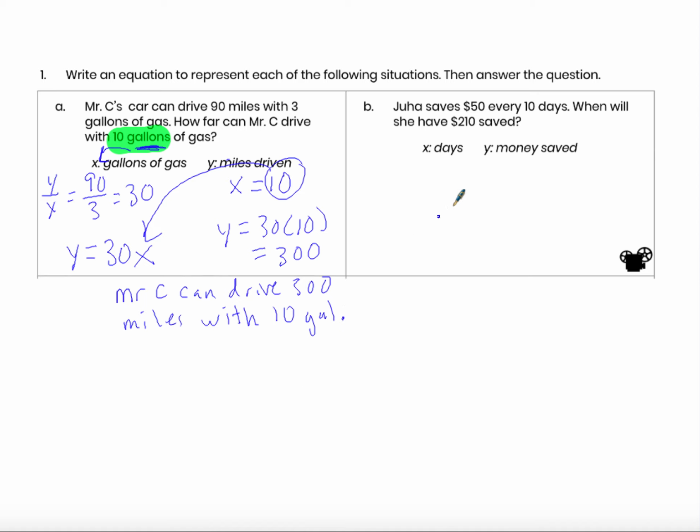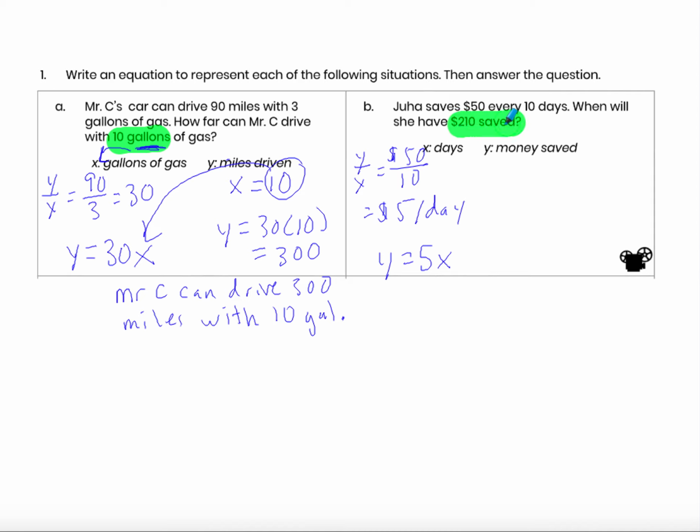Okay, let's go on to question B. Juha saves $50 every 10 days, and it tells me that money is my y and days is my x. That means my unit rate is going to be money per day. So $50 in 10 days is $5 per day. That means my equation is y equals 5x.